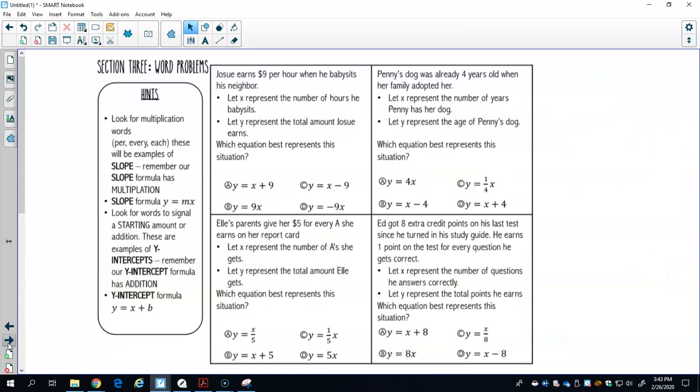All right, now we're going to look at some word problems. We have some hints here. We're going to look for multiplication words. So just look at these hints. These are going to be helpful. The most helpful thing, though, that I see here is the formulas. So we have the formulas for slope.